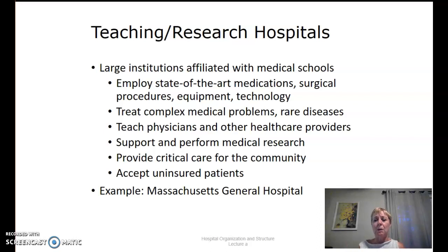So if you get someone who's burned over 90% of their body, they're going to go to this teaching and research hospital. They also work with rare diseases. Their goal is to teach physicians and other healthcare providers. They do medical research. They provide care for a community, and they also accept patients who do not have insurance. An example, one of the oldest hospitals in the country is Massachusetts General Hospital, and it is a teaching and research hospital.